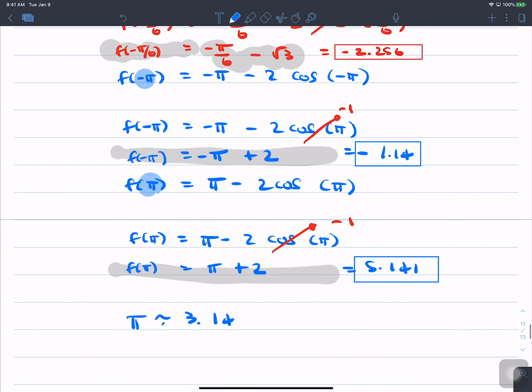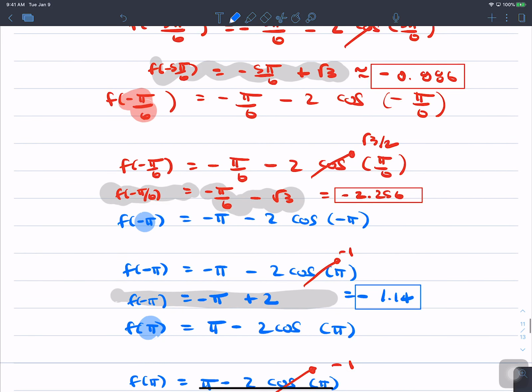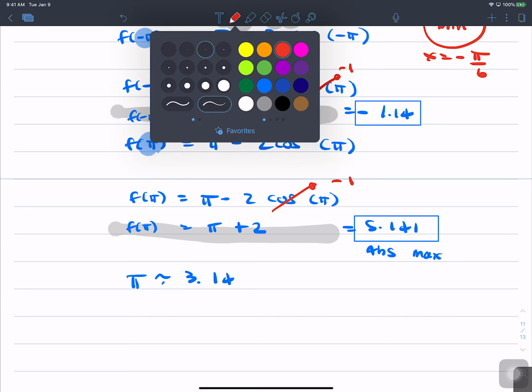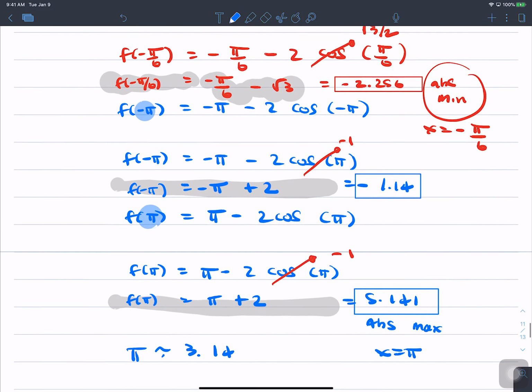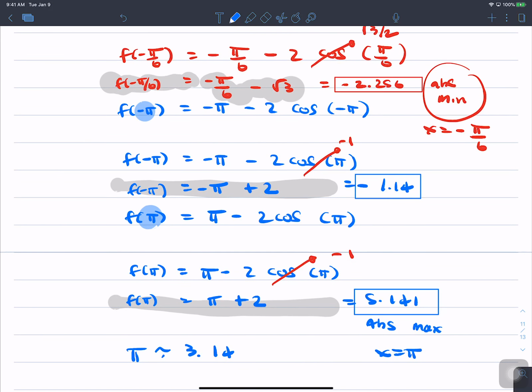So it's safe to say this is the largest. You have the absolute max. The smallest is here, negative 2.2. Here's your absolute min. And it happens at x is negative pi over 6. And the absolute max happens at the endpoint x is pi. So ladies and gentlemen, here's your answers.